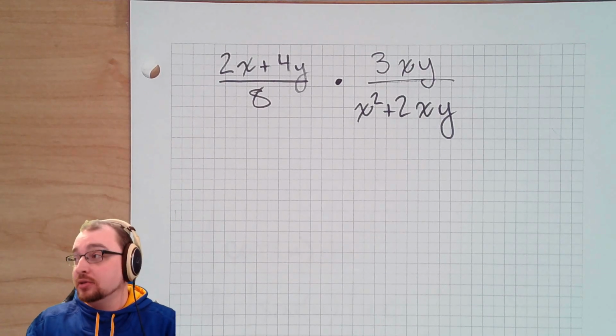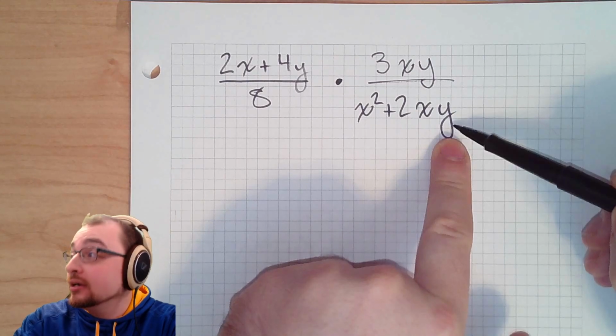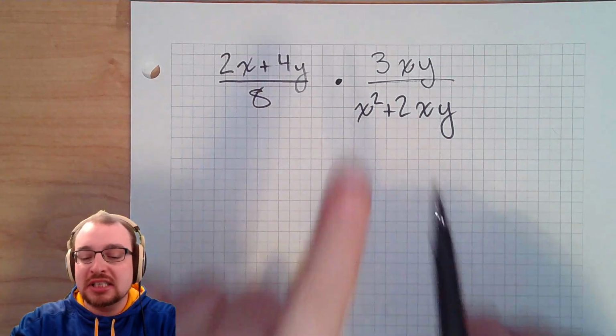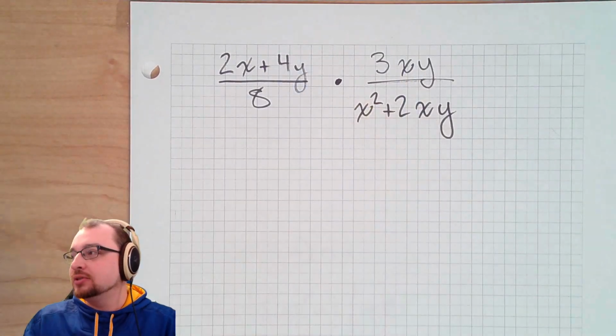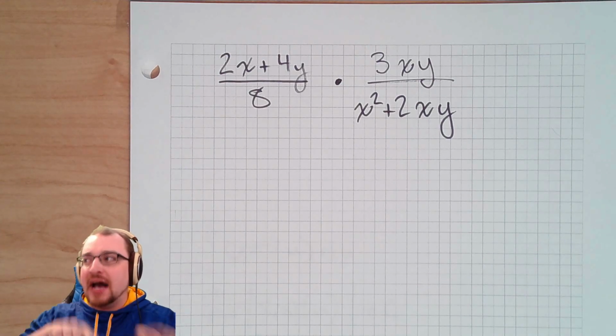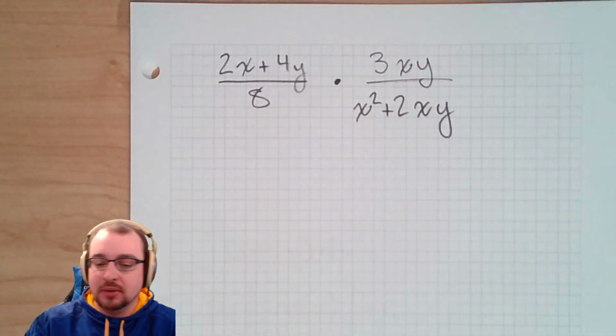Now, the safest way to do this is to not just see, ooh, look, there's a y here, there's a y there, just cross them out. Doesn't work that way. There has to be a y in every single term to do that. The reason is that first you have to factor out that y and turn it from two terms into one term. So let me show you what I mean.